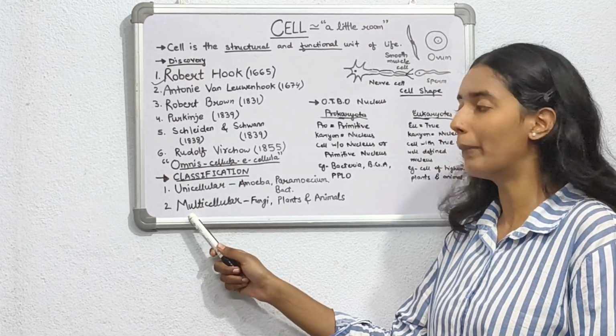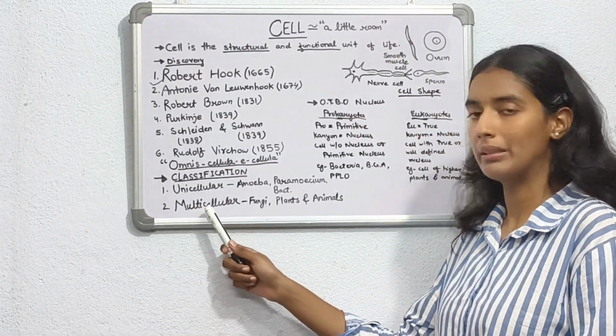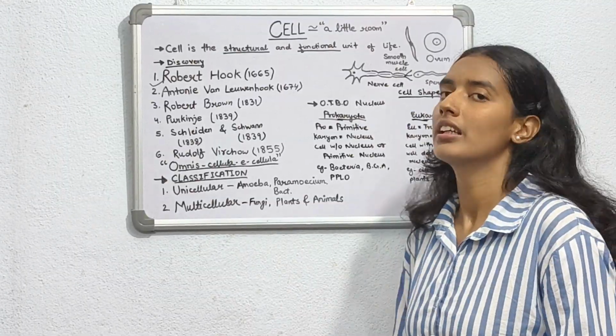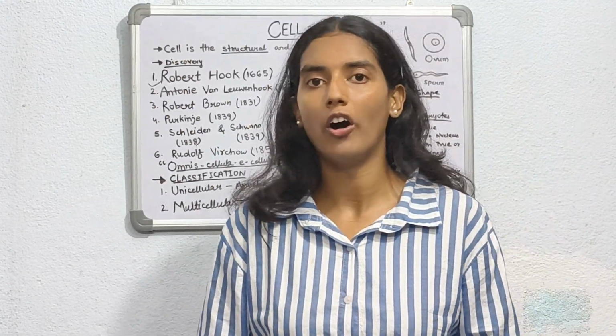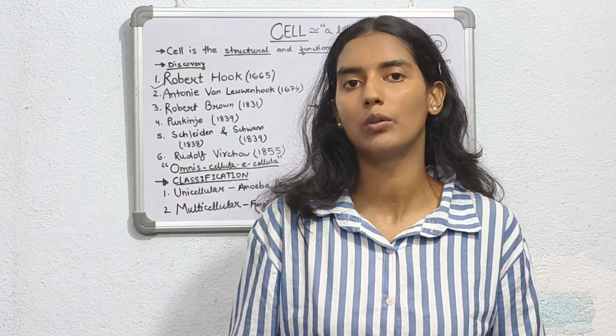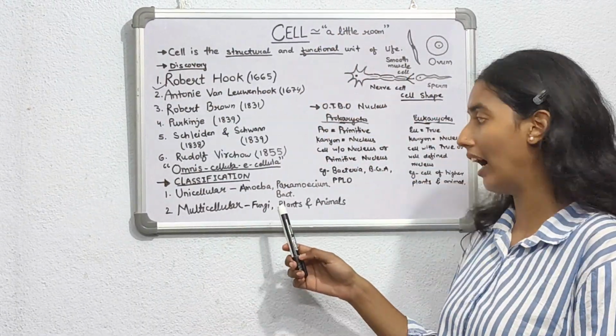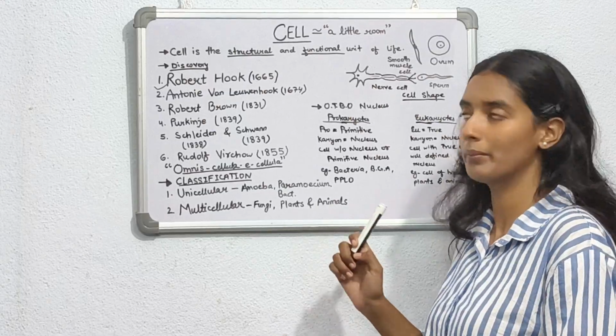Now let's talk about multicellular organisms. Multi means many, cellular means cell. The organisms which are composed of many cells are known as multicellular organisms. Examples include fungi, plants and animals.